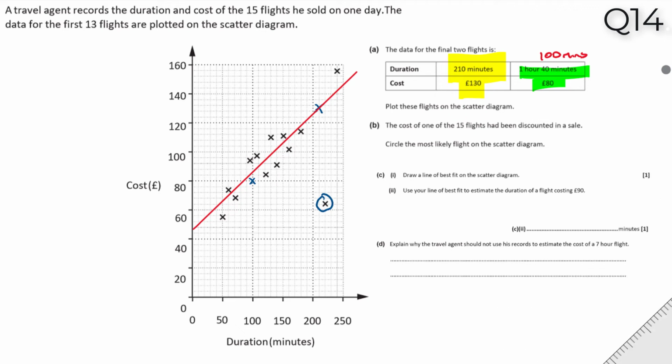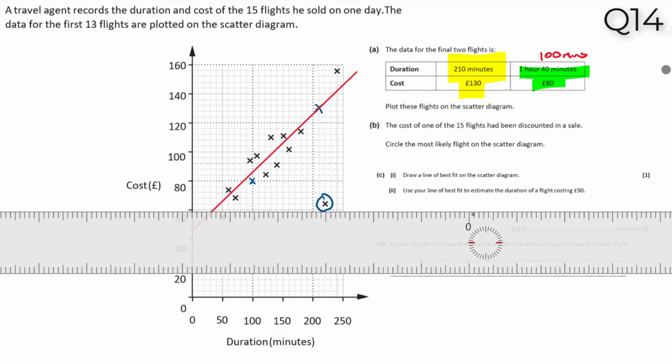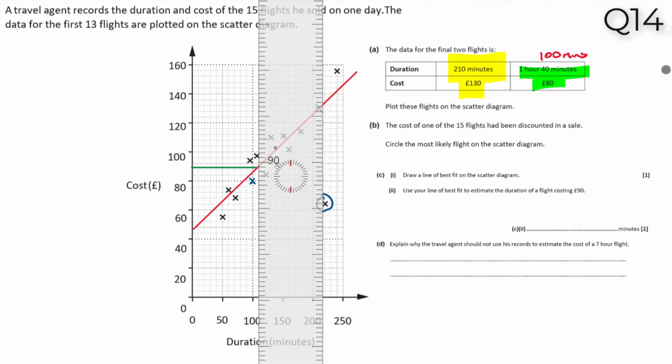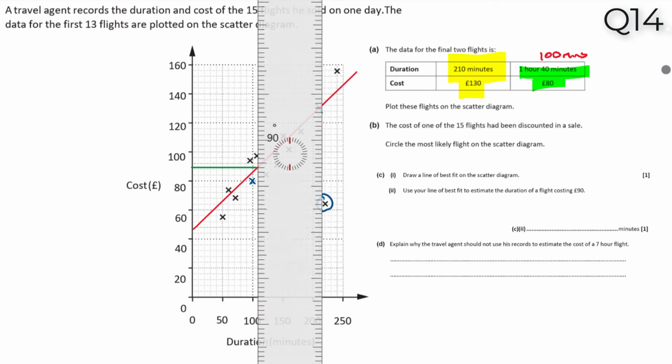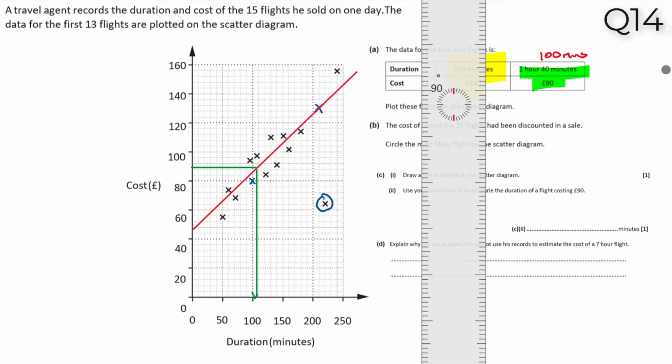And then use your line of best fit to estimate the duration of a flight costing £90. Okay, so how long would a flight costing £90 be? What I'm going to do is look up £90 on my scale, which is about here, and then read across to my line of best fit and then change directions and read down from there. Mine comes out to be somewhere between the first and the second line there.